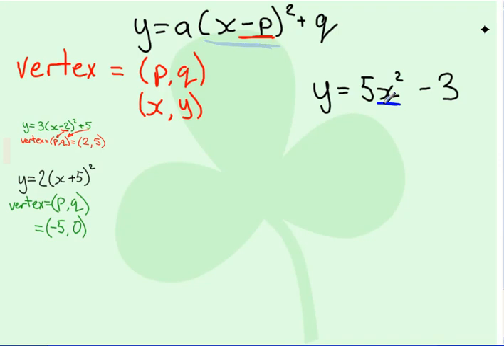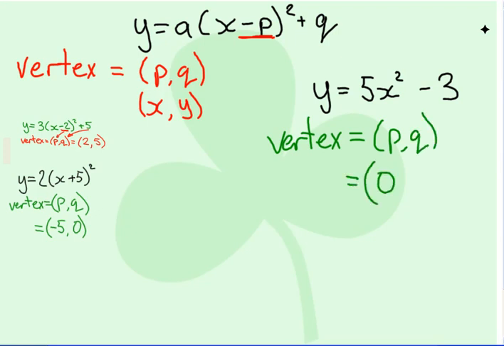My vertex is going to be, remember it's (p, q). Now there's no p, so I'm going to put a 0 in. Now I do have a q, so I have to put that in. Remember, q is always exactly the sign that it comes with. And I would draw that vertex at (0, negative 3). Next video, we're going to talk about what a means.